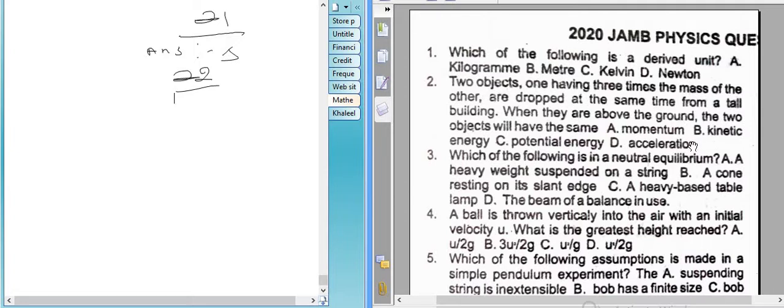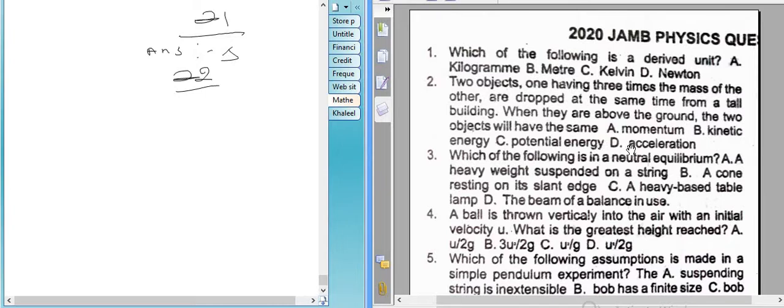B, kinetic energy, is defined as KE = 1/2 mv². In this case also, mass appears in the formula, so the kinetic energy also depends on mass. Therefore, B cannot be the answer. C, potential energy, is mgh. Mass also affects the potential energy. Therefore, C cannot be the answer.